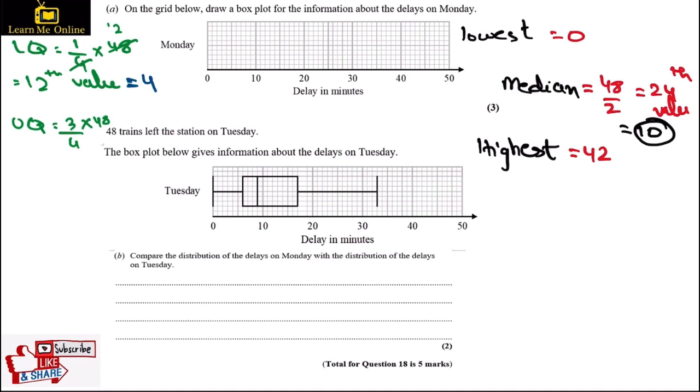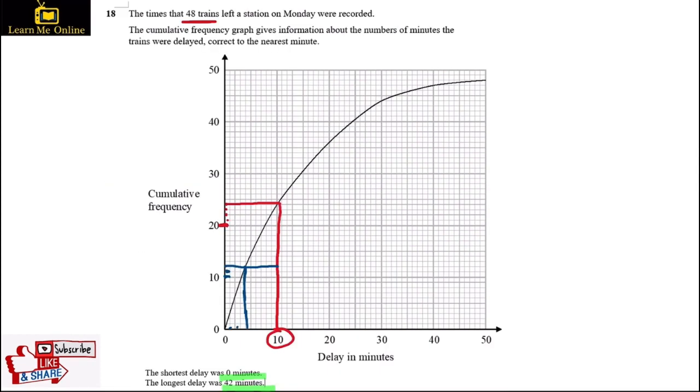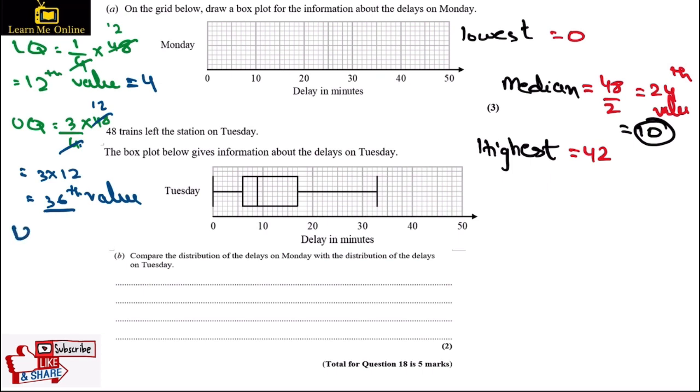To find the upper quartile, which is 3/4 of 48, when you simplify 48 divided by 4, we have 12. Then 3 times 12 would be 36, so we're going to look for the 36th value. Going on to the 36th value, this is 30, then this is 35. Let's have a look at the 36th value, which would be this. As soon as you touch the graph, you stop there and see what value you get from here. Clearly it shows that the delay would be 20 minutes. So the upper quartile is 20.